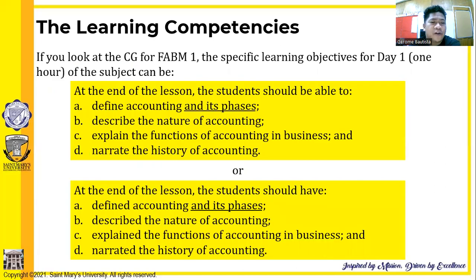If we are going to look at the curriculum guide of FABM 1, the specific learning objectives for day one could be, okay, at the end of the lesson, the student should be able to blank. Okay? So there are 4 specific learning objectives. We can use the student should be able to, or we can use the student should have. But for the use of should have, we have to put there the correct form of the verb. Okay, like that's past participle.